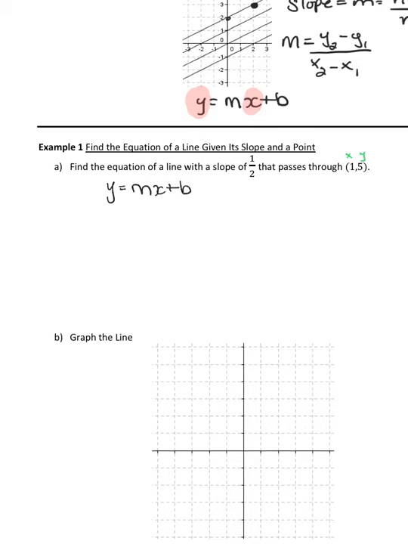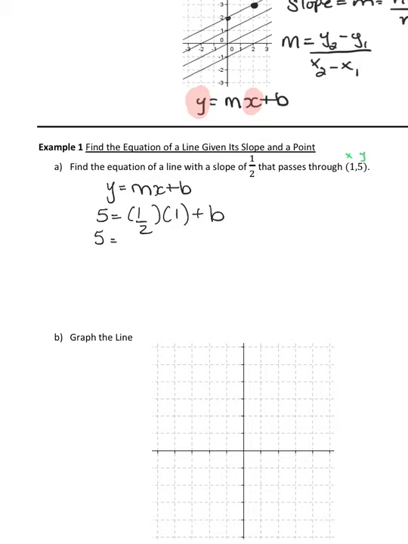Now we're going to substitute in the information that we need. And the goal here is that we need to figure out what that y-intercept is. That's the piece of information that we don't have right now. Okay? So instead of a y, I'm going to write a 5. I get that from the point. Instead of an m, I'm going to write 1/2 because that's my slope. And instead of an x, I'm going to write 1 because that was what was in my point, plus b.